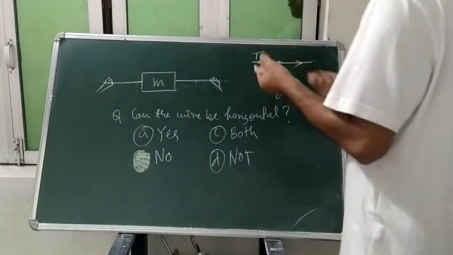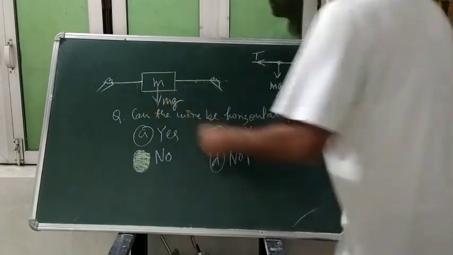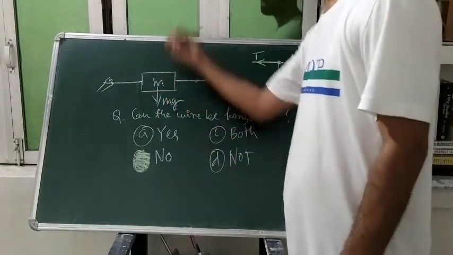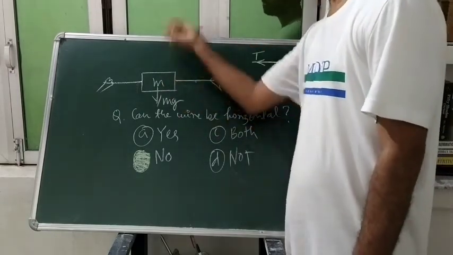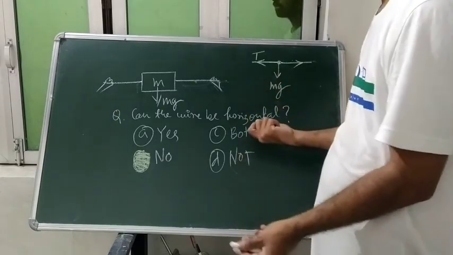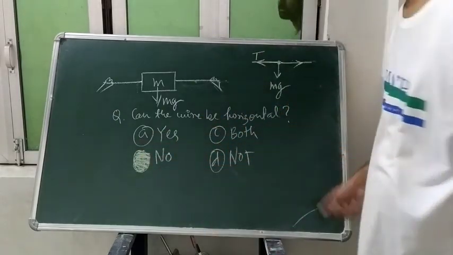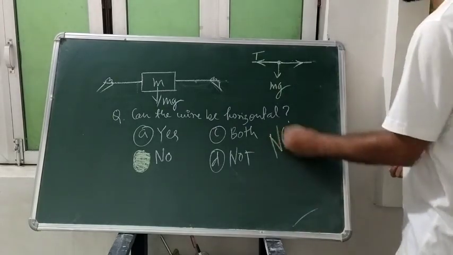Now, you can try this, but the mg is acting in this direction and no force is here which can balance it. No contact is present. So, no force is present which can balance the weight of that block. So, it will slack. It can't be horizontal in this case. So, your answer will be no. Answer will be a big no I am writing.